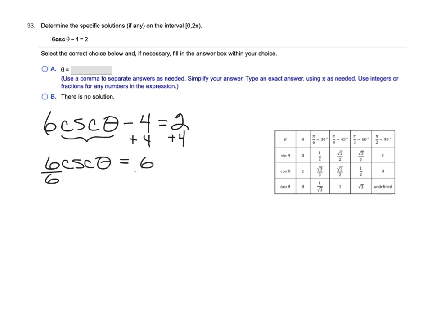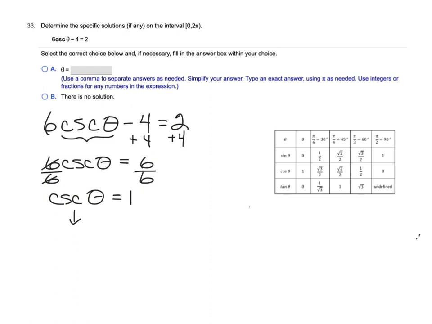And now let's divide out 6 right here. We get cosecant of theta equals 1. That's our goal here, to get just the trig value by itself on one side. So cosecant of theta equals 1. We have to ask ourselves, what are my thetas? But our reference chart over here, remember, only has sine, cosine, and tangent on it. So let's rewrite our cosecant in terms of its reciprocal.